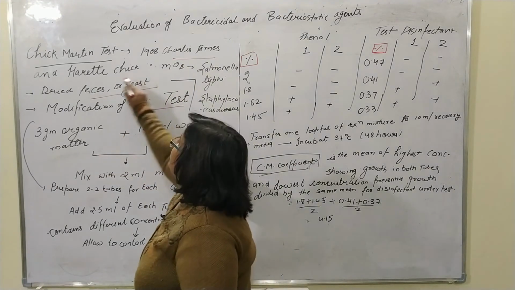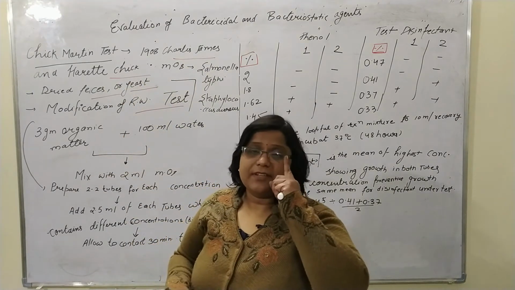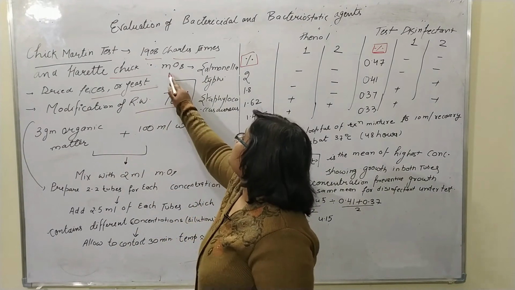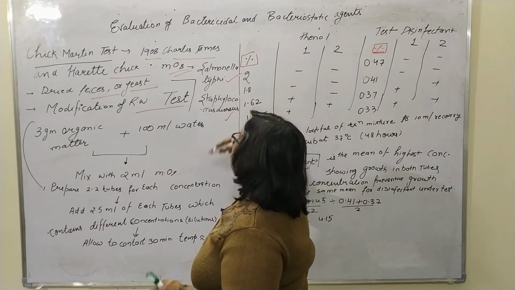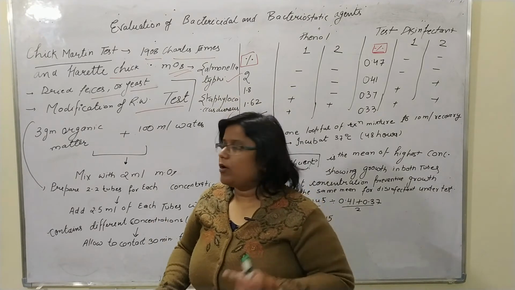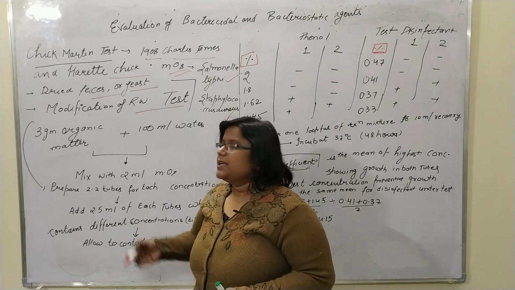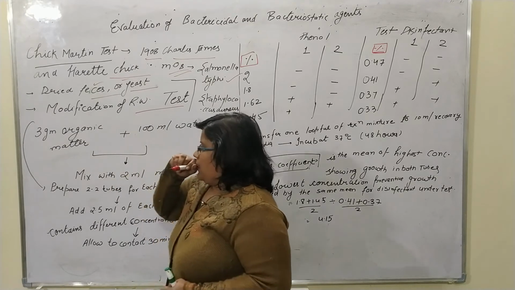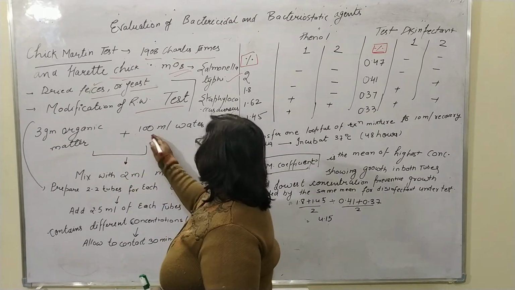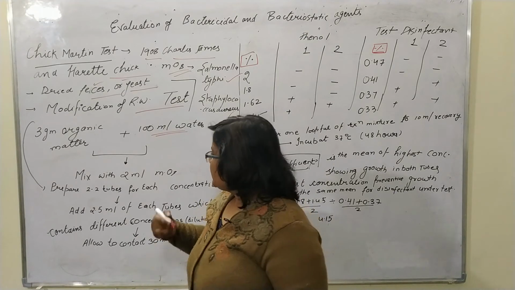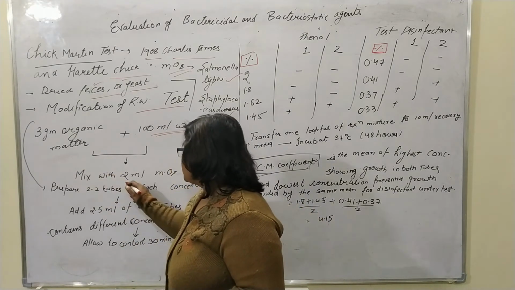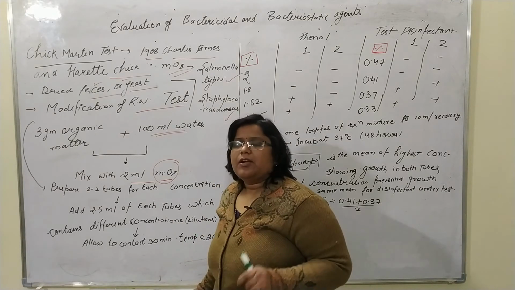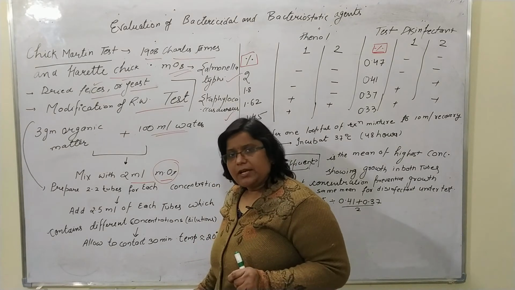Charles Jam and Harriet Chick developed this method in 1908. The microorganism used is Salmonella typhi, or we can use Staphylococcus aureus. The procedure is that 3 gram of organic matter, either dried feces or yeast, is taken and mixed with 10 ml water. Now it is mixed with 2 ml of microorganism, previously prepared as a 24-hour culture.